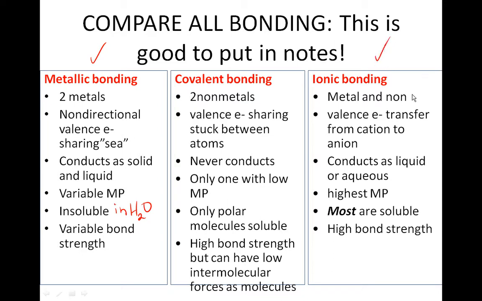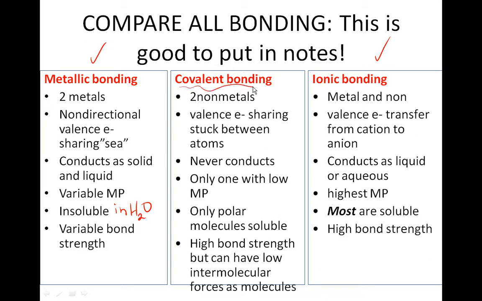Okay, a new one, ionic. Metal and a nonmetal. The valence electrons are transferred from the cation to the anion. They conduct as liquid or as aqueous, but not as solid. They have very high melting points compared to most of them. Most of them are soluble, and they have high bond strength because they have high melting points.